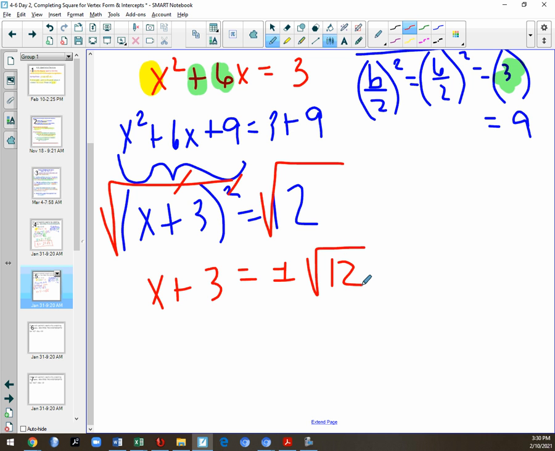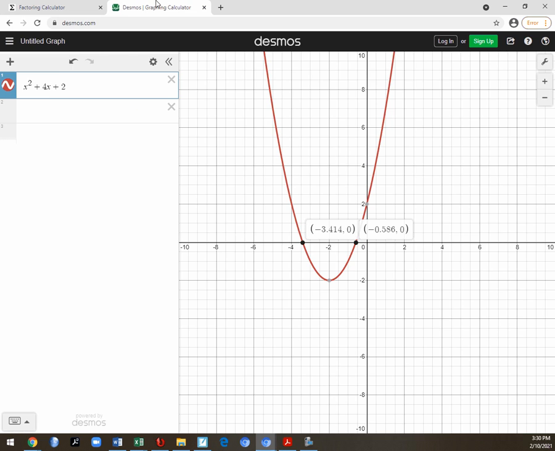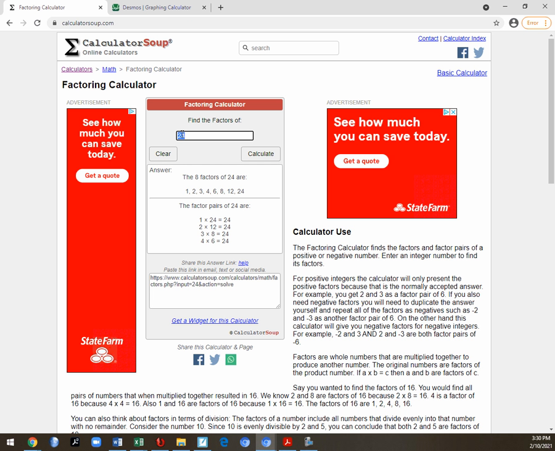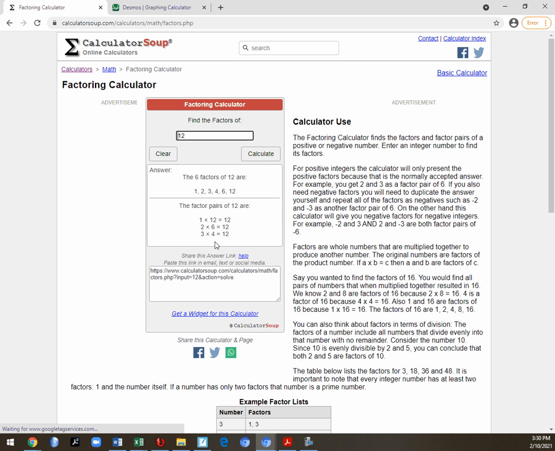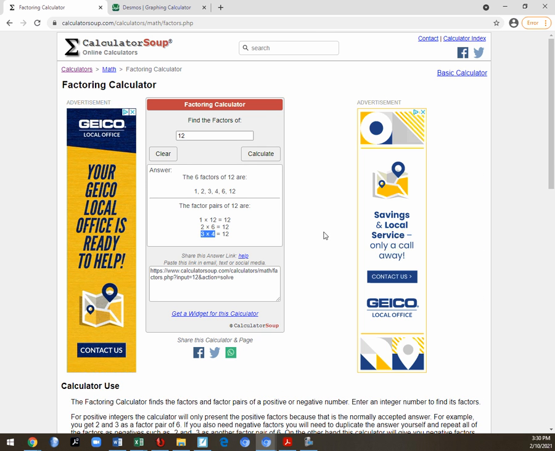Now, previously when I taught you this, we went ahead and we used the factor finder to find all of the factors of 12, and I'm looking for the perfect square factors.